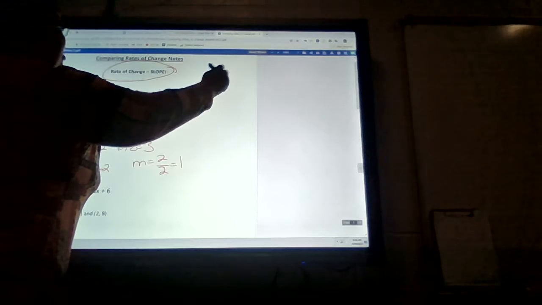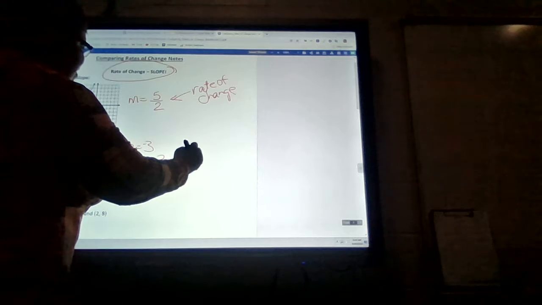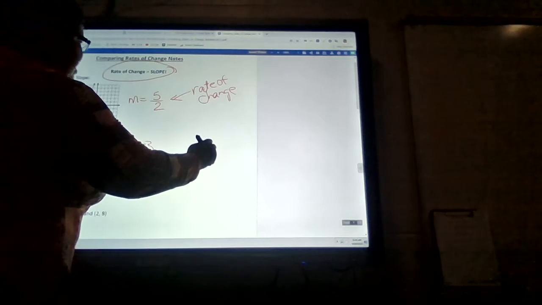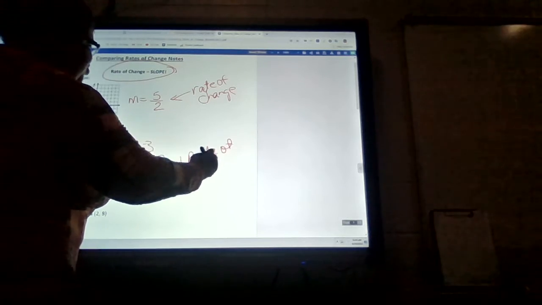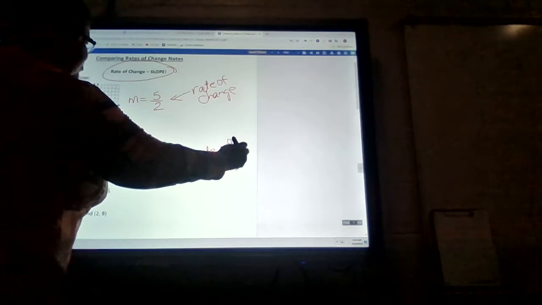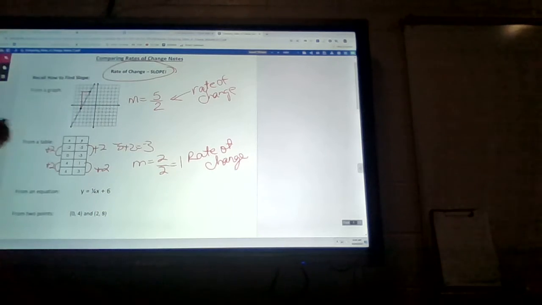So that's a rate of change. And what we're going to be doing is comparing them. So this one, that's a rate of change. Let me move this up just a little bit.